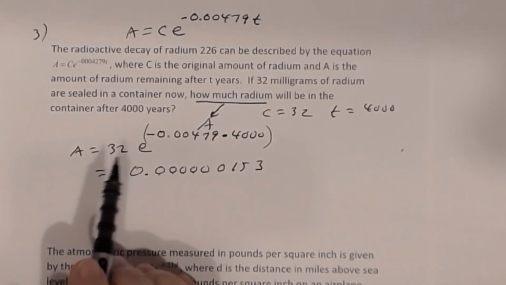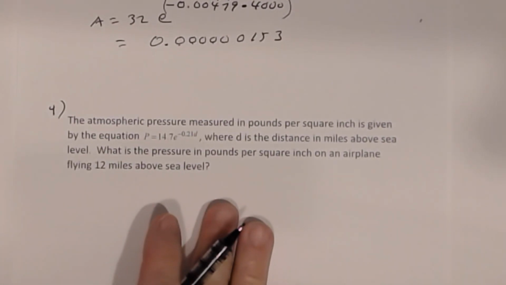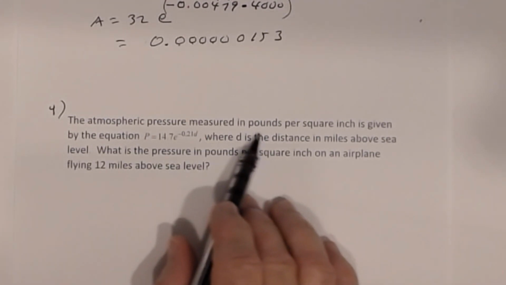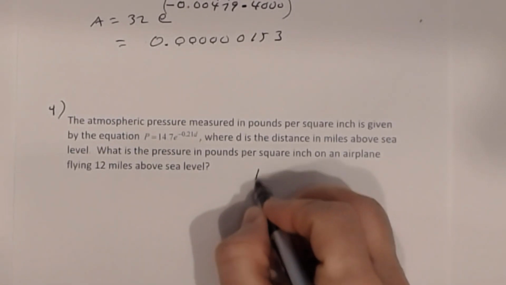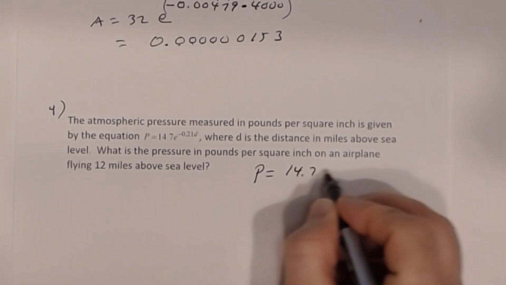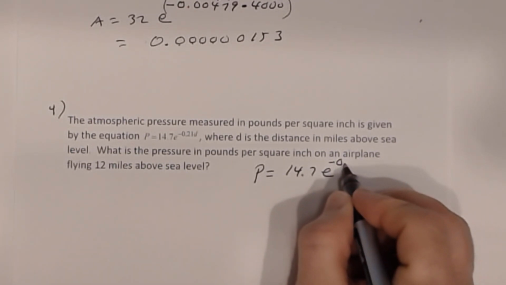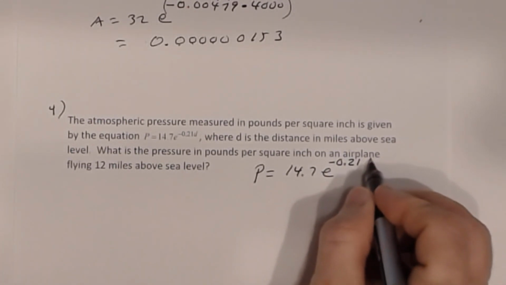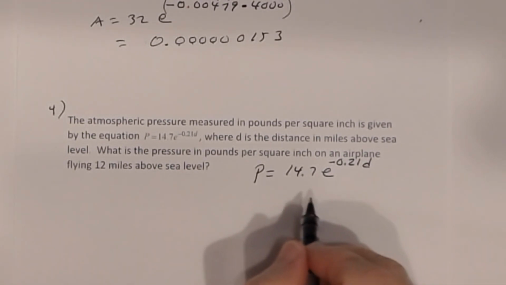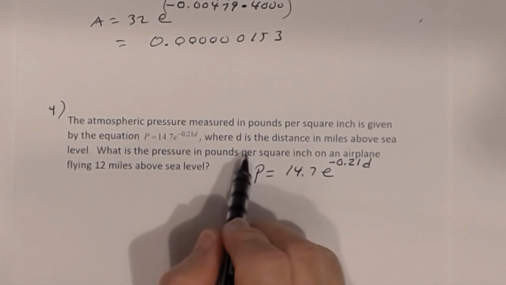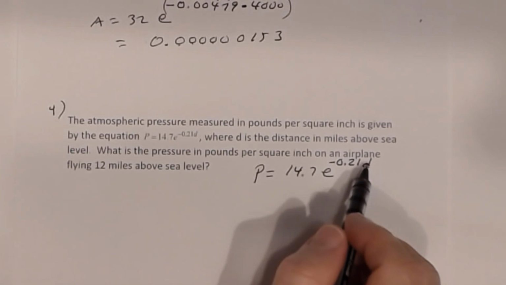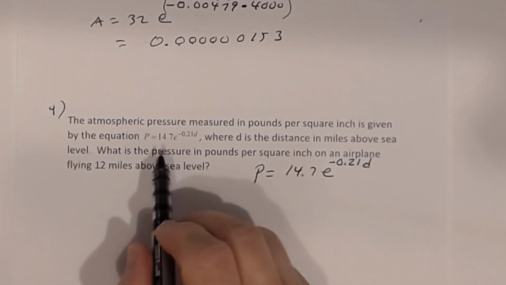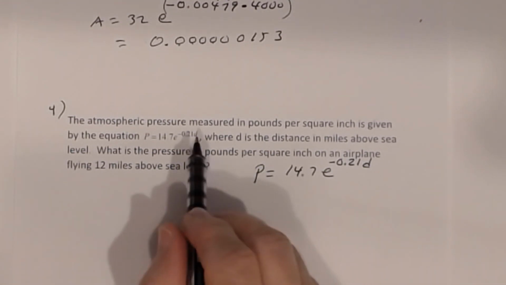Okay. All right. So let's look at number 4. All right, number 4, you have the atmospheric pressure measured in pounds per square inch is given by this equation. So you have this exponential equation. I'm going to rewrite it. So P equals 14.7 times e to the negative 0.21 d. Okay? All right, so where d is the distance in miles above sea level, so this d here is a distance in miles above sea level, and then P is your pressure. And remember, pressure is in pounds per square inch.